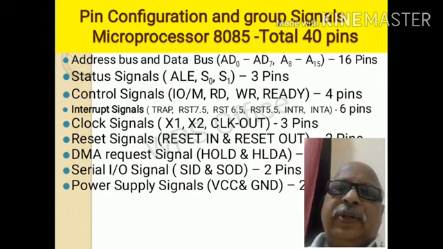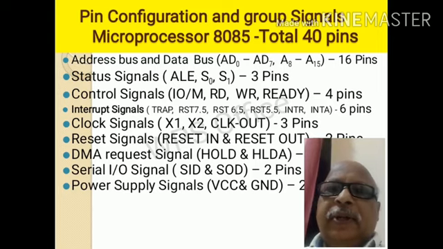All these things we have studied last year. The control signals are IO/M, RD, WR and READY. They are the 4 pins for control signals. Then there are different types of interrupt signals, that is TRAP and the restart signals RST 7.5, RST 6.5, RST 5.5, INTR and INTA. These are the 6 pins. TRAP is the highest priority interrupt signal, and INTA is the interrupt acknowledgement in response to INTR.